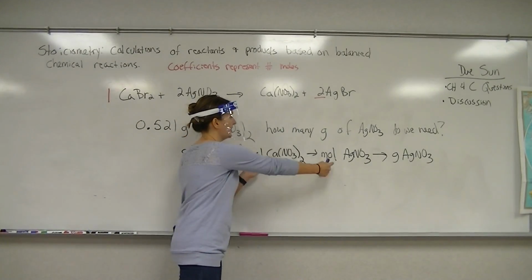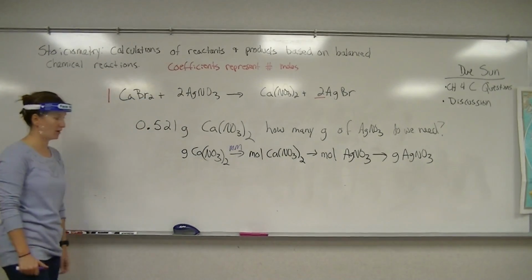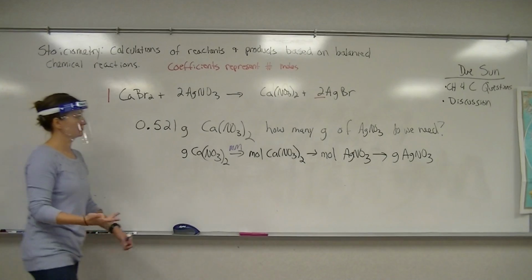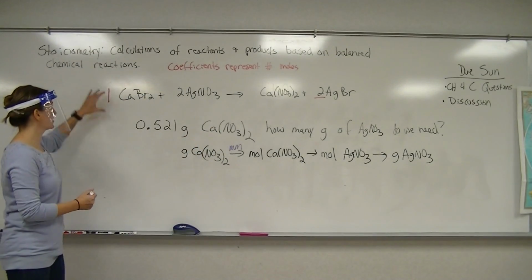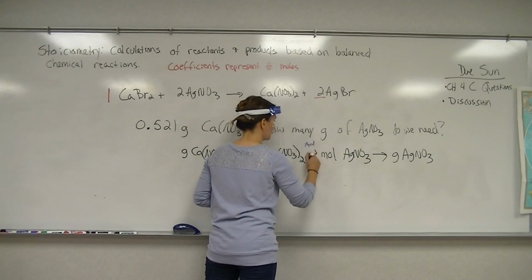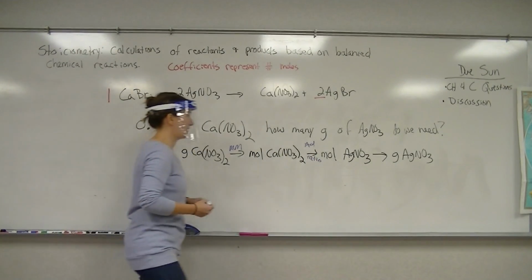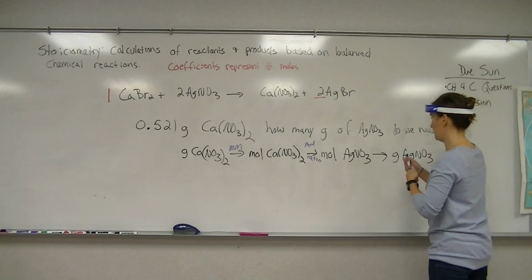Okay, so now the next step, once we're in moles, to get from moles of one compound to moles of a different compound, what are we using? Avogadro's number, molar mass, mole ratio. Mole ratio, because these coefficients represent the numbers of moles. So this step is going to be our mole ratio step. Now the last step, we're going between moles and grams.